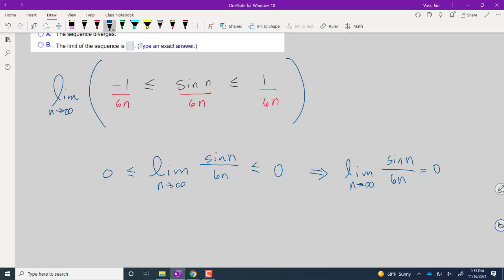With the squeeze theorem, we've got to start with a known fact. Usually it's a sine or a cosine that's in between negative 1 and 1. That's the classic. Can you just go up quickly?